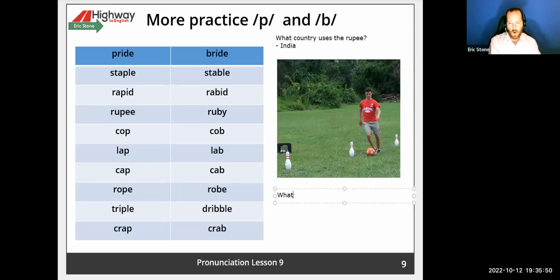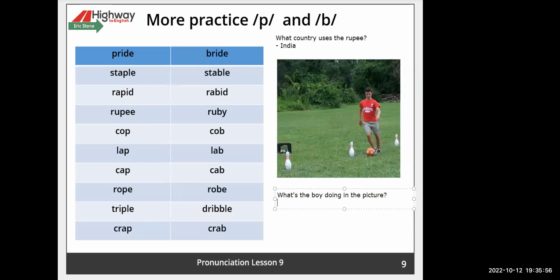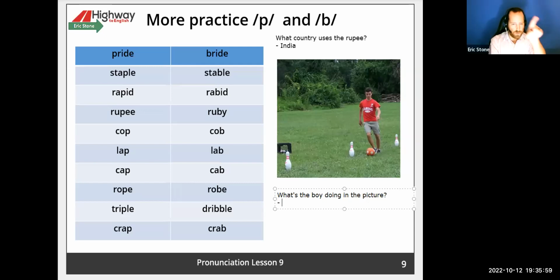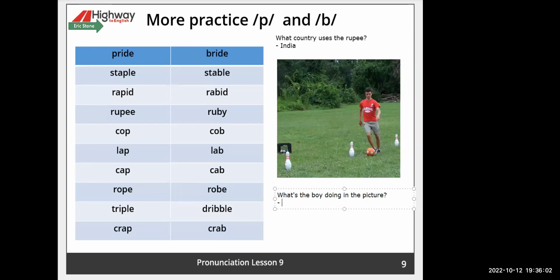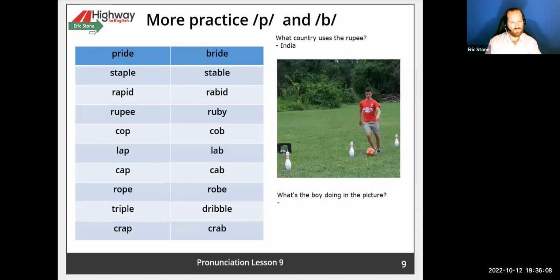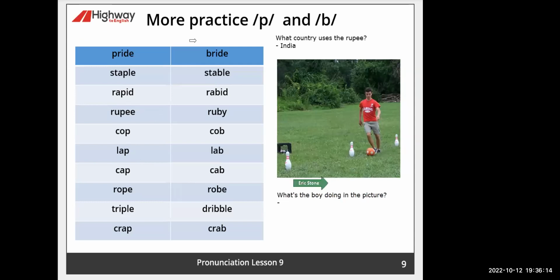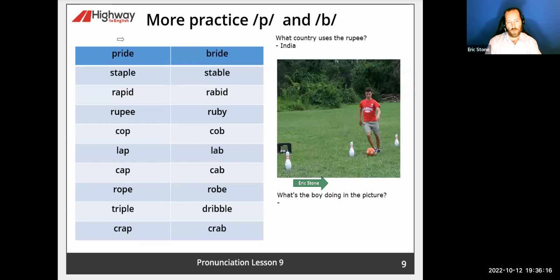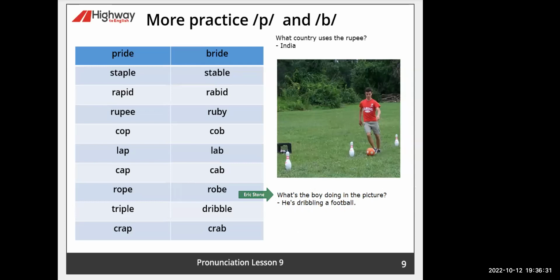Good. And what's the boy doing in the picture? It's actually one of the words on the left. Is it like rope? Not rope. We're looking for a verb. It's not a very common word. I'm not sure if you'll know it, but let me give it to you. What he's doing, he's dribbling a football.